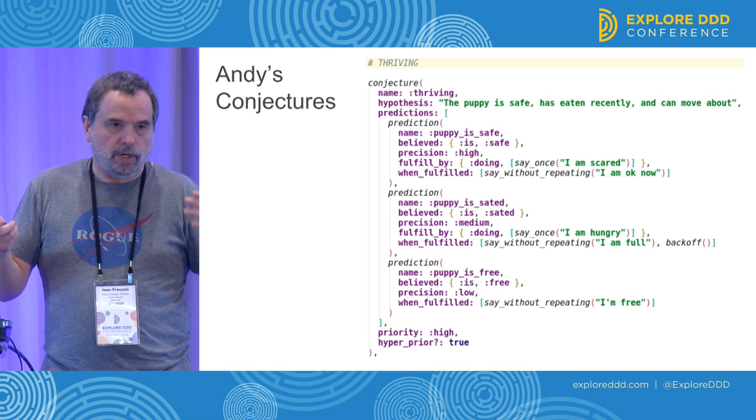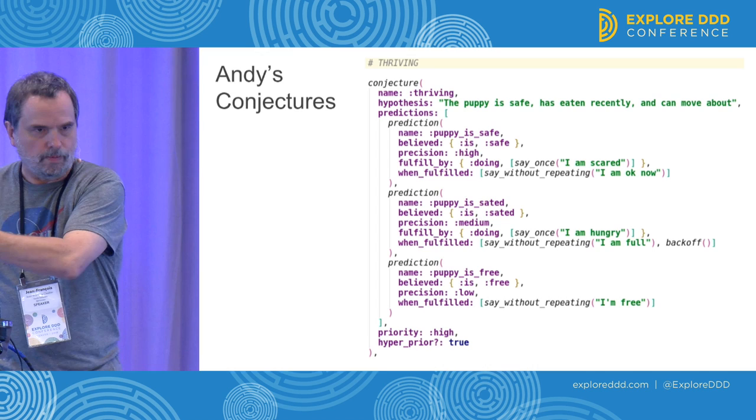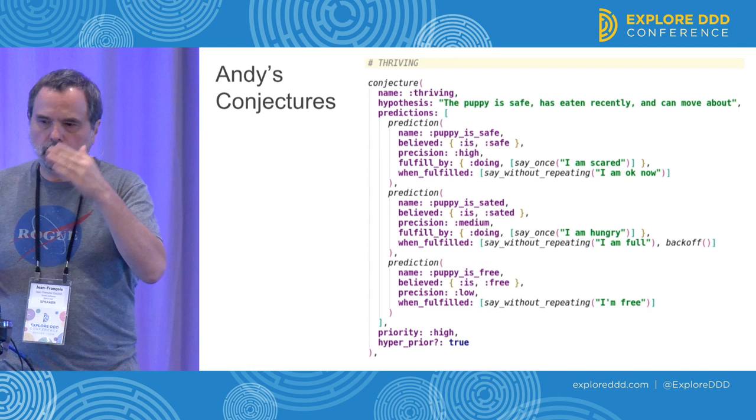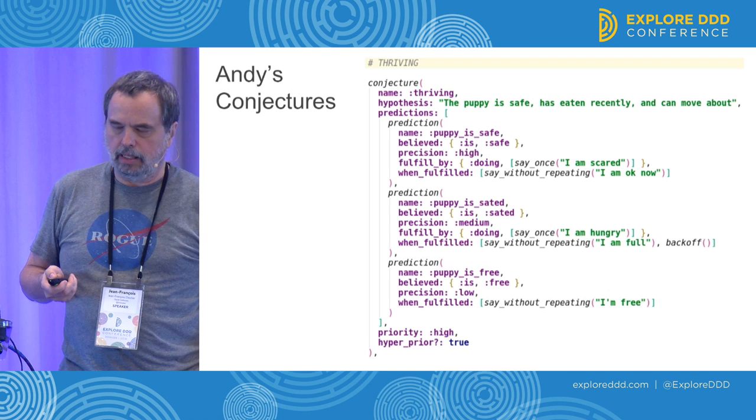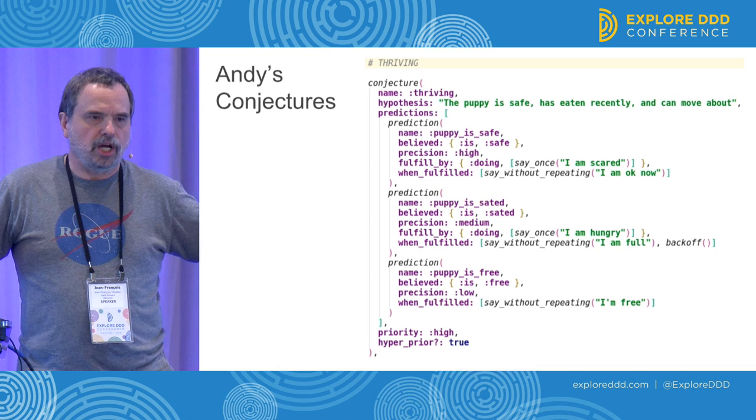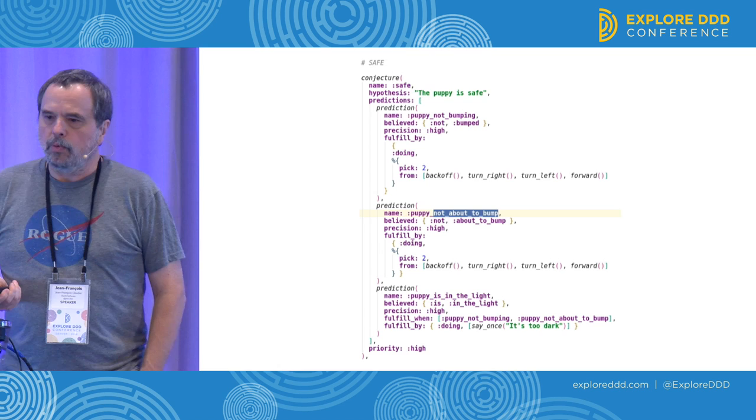We believe that the puppy is sated if we believe that the conjecture sated is true. And we'll see, free is also defined, same thing. So those three predictions are about believing in other conjectures. And then, let's leave it at that for now, and just say that it's a hyperprior. At the bottom, we see thriving, a hyperprior conjecture, which just means it's a root conjecture. It means it's always on. It's never off.